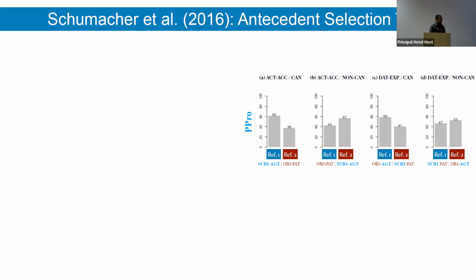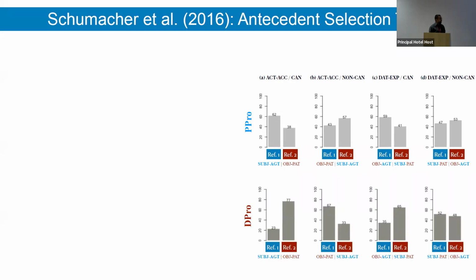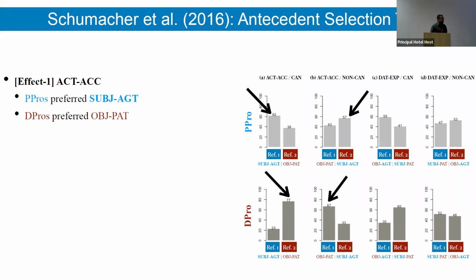And now this is the data for the other 3 conditions. And now this is the data for the demonstrative pronouns, again across 4 conditions. So there were 3 interesting effects that they found across these 4 conditions. For personal pronouns, they found that for active accusative verbs, no matter what the word order is, the antecedent that is preferred for personal pronouns is the subject and agent. So independent of the word order, they prefer the subject and the agent.